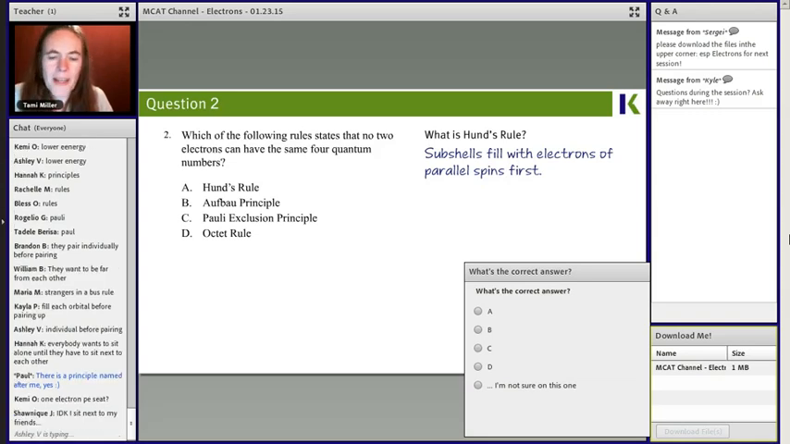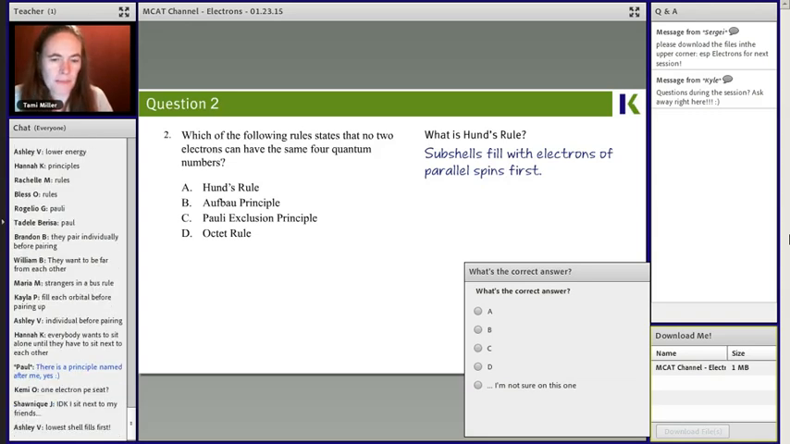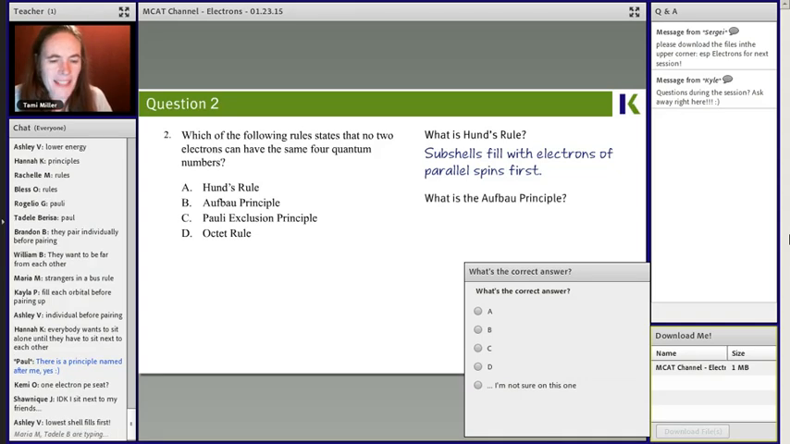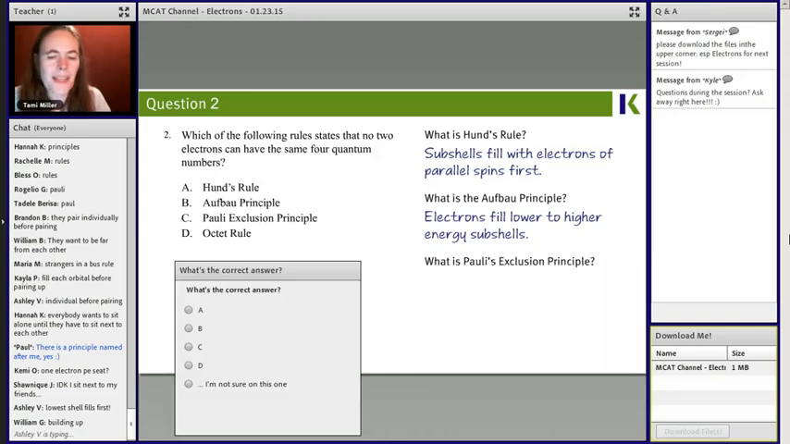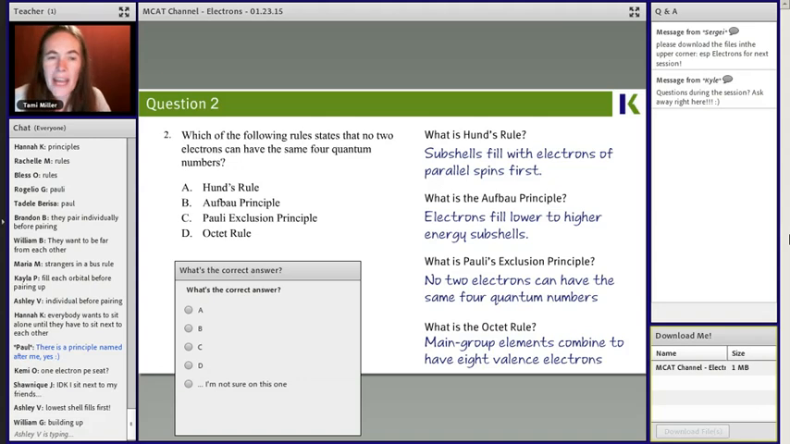All right, what is the Aufbau principle? Nice, Ashley. Very, very quickly done. This tells us that electrons fill those lower energy subshells first. Pauli's exclusion principle, I'm going to move this over to the left now. Pauli's exclusion principle is the one that tells us that we can't have four exactly the same quantum numbers, or we've got two guys right on top of each other. And then nobody picked octet rule, which is fine and perfect, because the octet rule just says we want to have 8 valence electrons. We want to fill that octet.